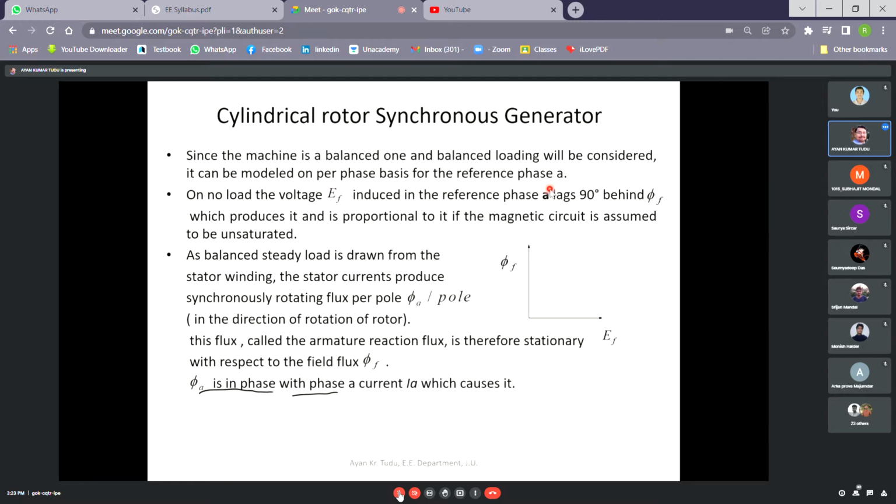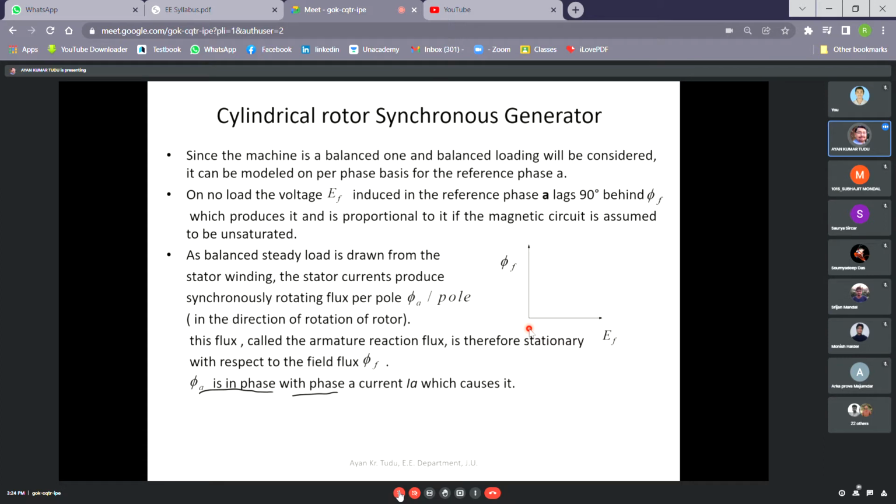Okay, now on no load, the voltage EF induced in the reference phase A lags 90 degree behind our phi F which produces it. Please note again that the voltage EF induced in the reference phase A lags 90 degree behind our phi F which produces it, and is proportional to it if the magnetic circuit is assumed to be unsaturated. মানে phi F যদি বাড়ে EF টাও কিন্তু বাড়বে. Okay, we can assume this one.